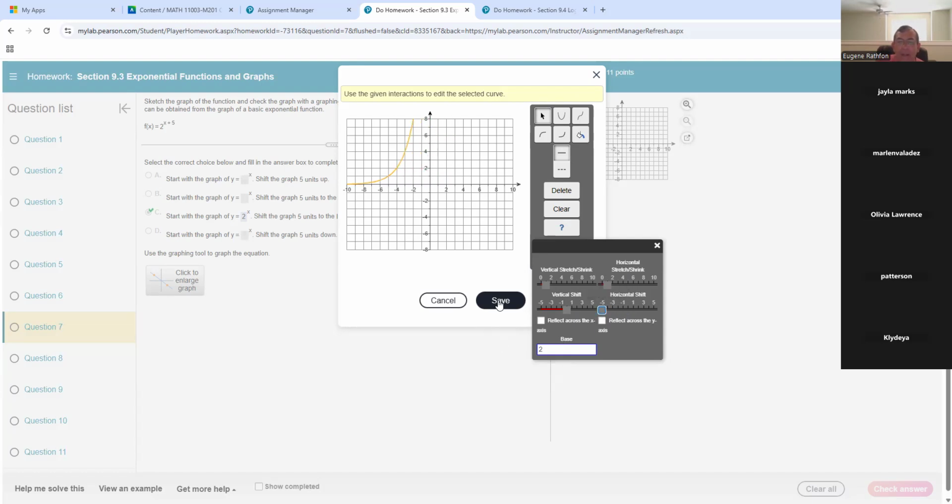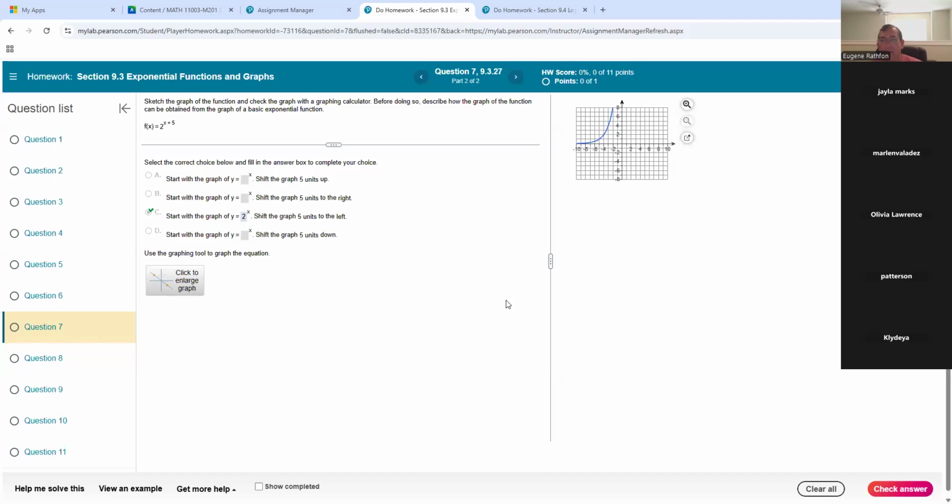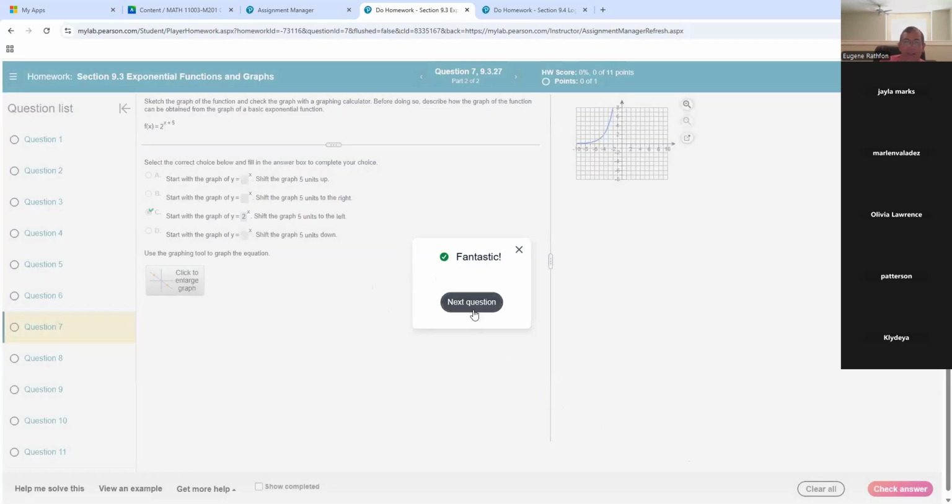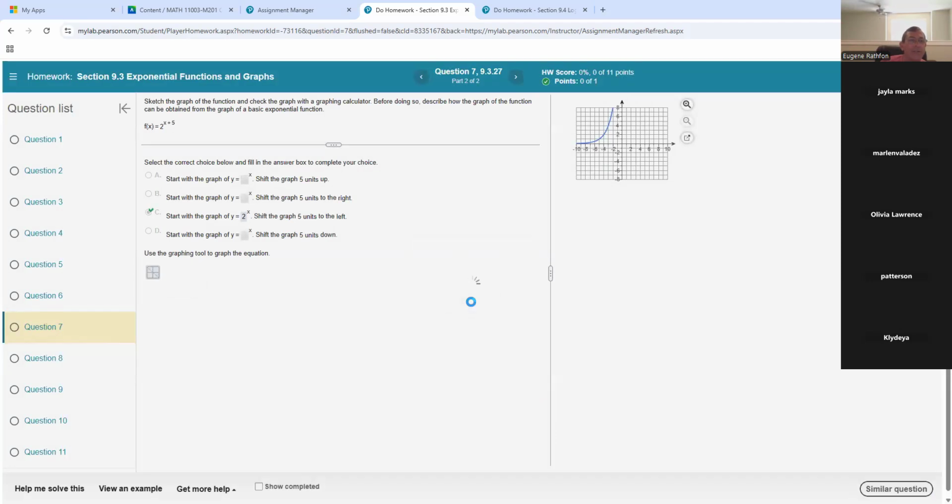And then save it. But y'all, you got to change the base, because e to the x plus 5 will look just like 2 to the x plus 5, okay? There's not big enough differences to tell the difference. So you got to change that base. All right, then you check your answer. You go to your next question.